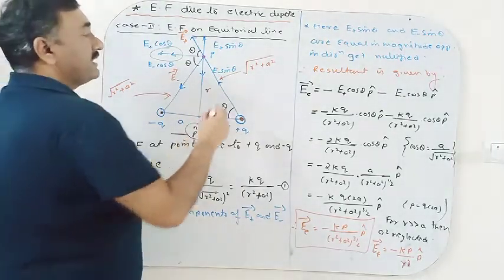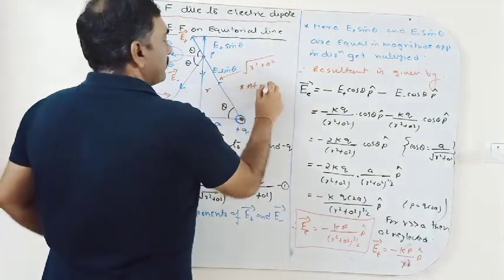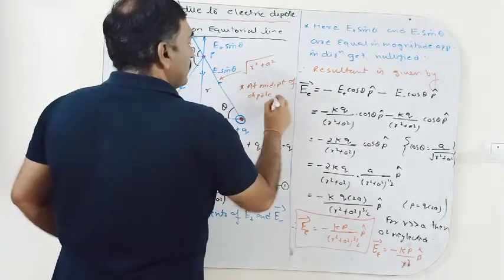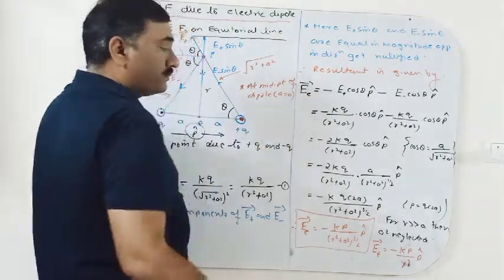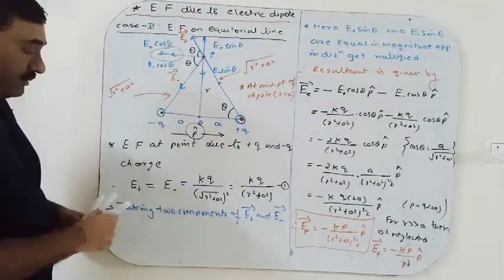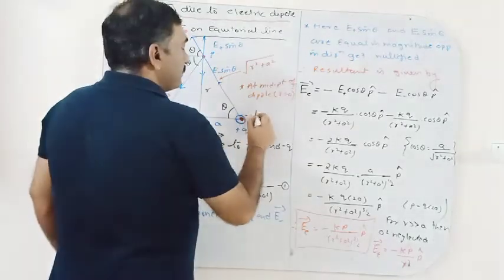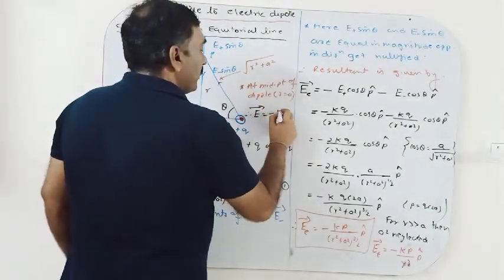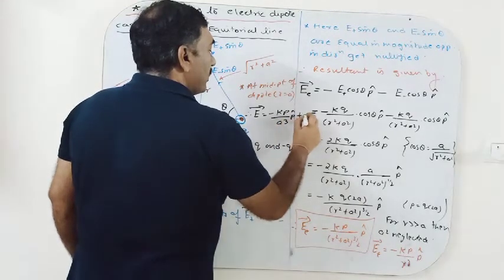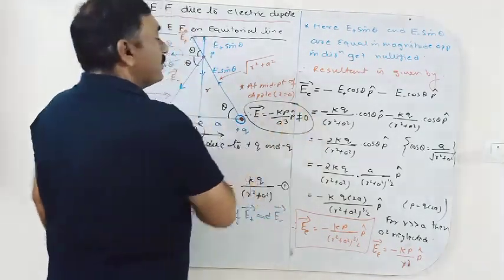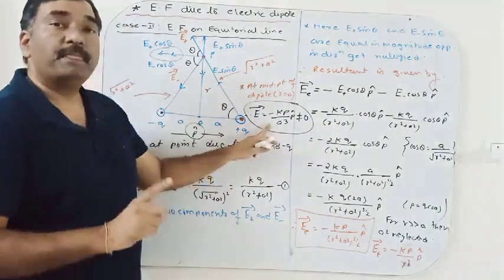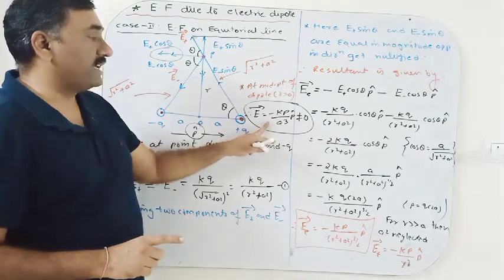Or we can say that at the midpoint of the dipole, the value of r is equal to 0. At that time the electric field at the midpoint is equal to minus kp upon a cube with p caret, which is also not equal to 0. So here also the electric field at the midpoint of the electric dipole is not 0 and its value is minus kp upon a cube.